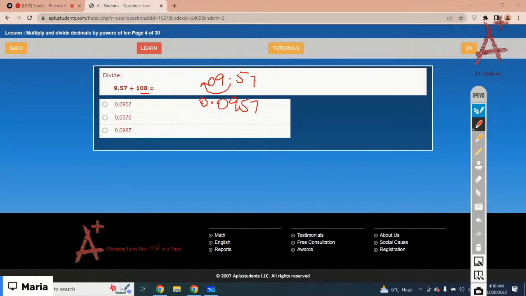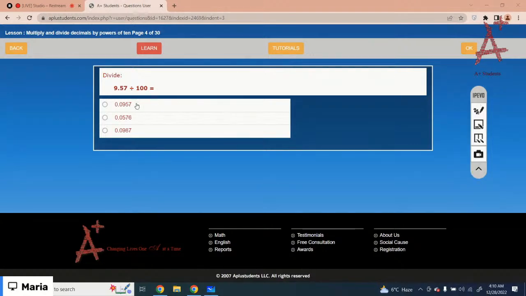Option number 1. Got it? Just select the correct option and click on the OK button.